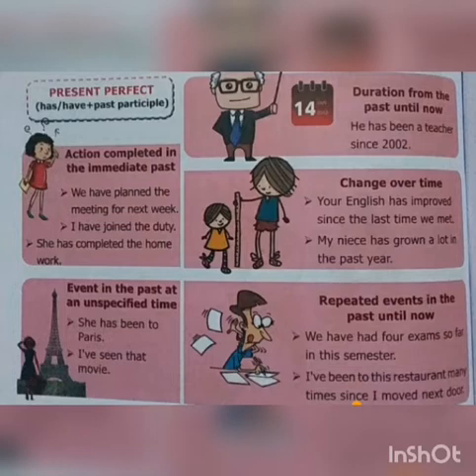The event in the past at an unspecified time. She has been to Paris. I have seen that movie. Repeated events in the past until now. அடிக்கடி நடக்கக்கூடிய ஈவெண்ட் வந்து எப்படி இருக்குமா, பாஸ்டில் ஆரம்பிச்சு இப்போவும் அது வந்து கண்டினியூ ஆச்சுன்னா நம்ம present perfect யூஸ் பண்ணுறோம். We have had 4 exams so far in this semester. I have been to this restaurant many times since I moved next door.